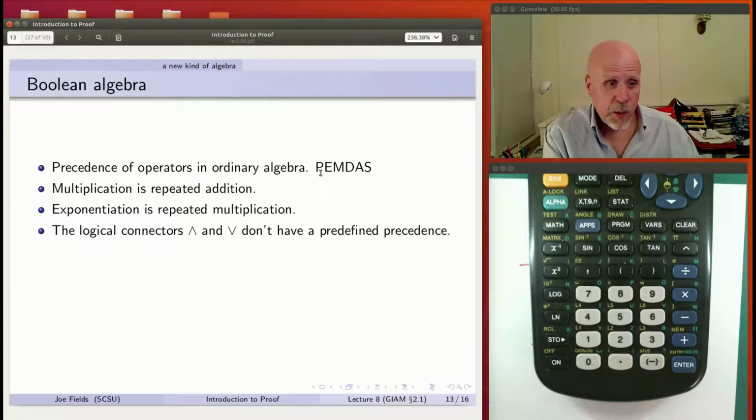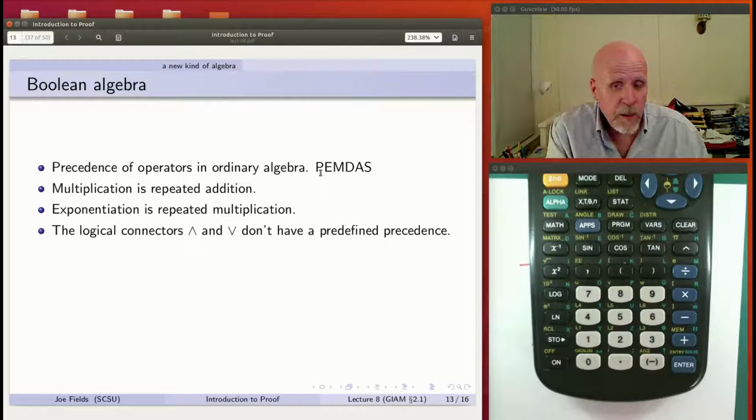Okay, here's an issue we have to face. The logical connectors and, or, they have nothing to do with one another. You can't say that and is repeated oring or vice versa. And in truth, they don't have a predefined precedence. We don't say one is better than the other. There's a common version of the notation for logic, especially in computer science programs, where they use the dot, like the multiplication dot, for and, and they use a plus sign for or.